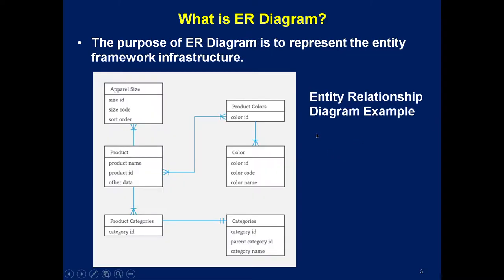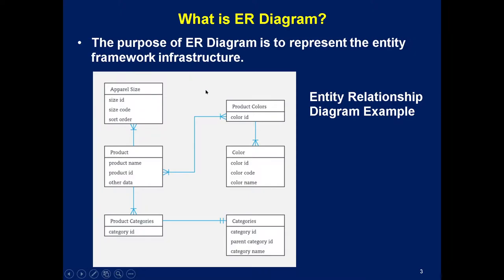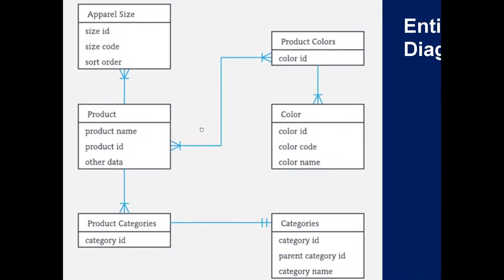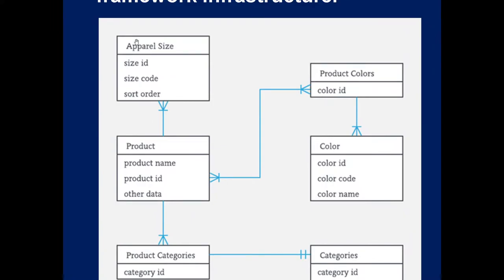So once you have created the ER model, the ERD, what will it look like? It would look like this. The purpose of an ERD is to represent an entity framework infrastructure. As you see, we have boxes here, and for example, the apparel size will be our entity, and the size ID, the size code, and sort order will be our attributes, and these lines here will be the relationship between these entities.